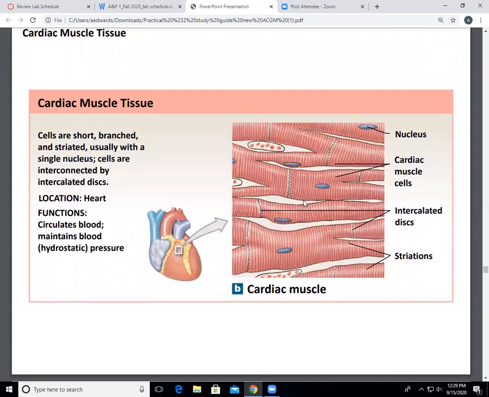Next type of muscle tissue is cardiac muscle tissue. Okay. Cardiac muscle tissue is only found in one location. Give you hints on the screen. Where is it? In the heart. Okay. These cells are also striated, but they're short and branched. Okay, not as organized. They don't have that clean row pattern like skeletal muscles. Single nucleus. Okay. And these cells are interconnected here in what we call intercalated discs.